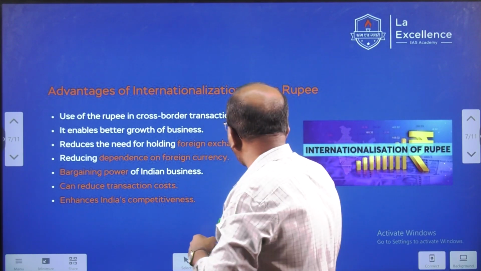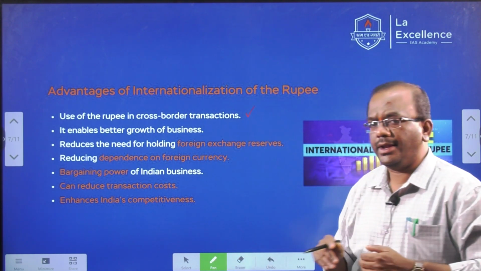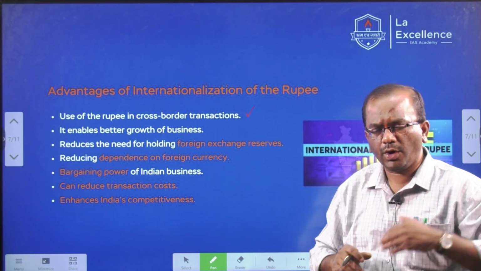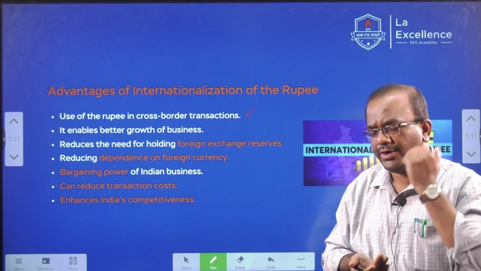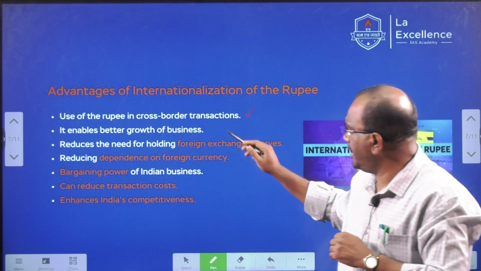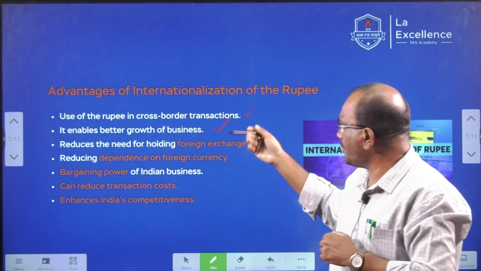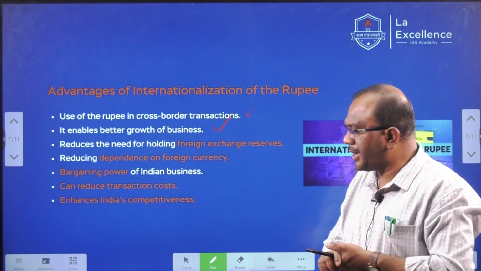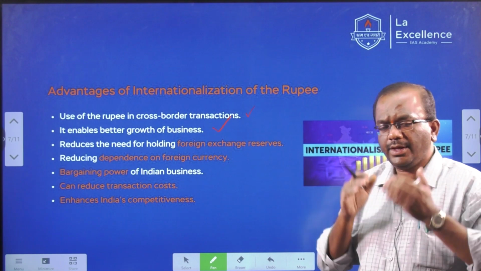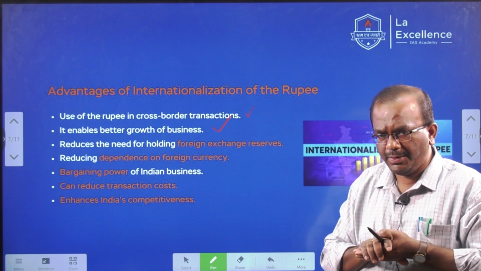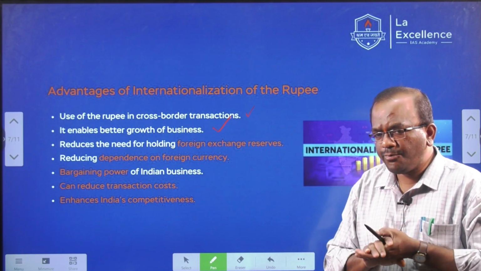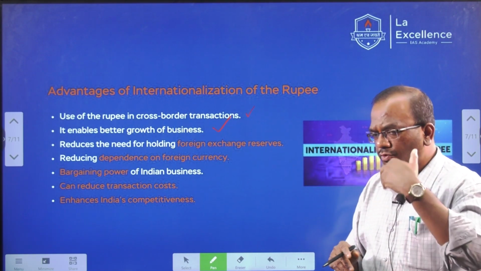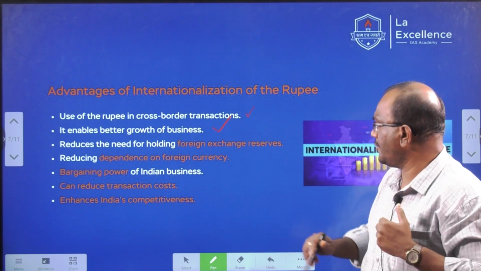For example, the use of the rupee in cross-border transactions, like what I've explained to you: trade, imports and exports, remittances, that is payments. Then in terms of investments, it enables better growth of the business. Since the business will now have more capital or investment available, they'll be able to expand their business and explore new markets. So that will automatically strengthen their business.